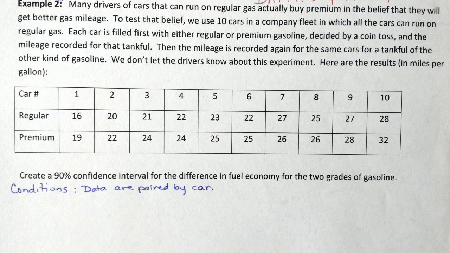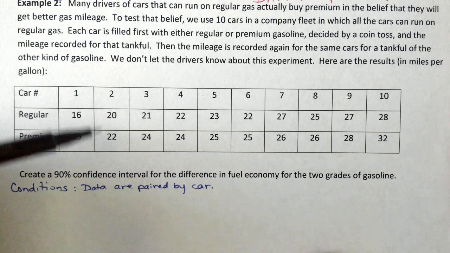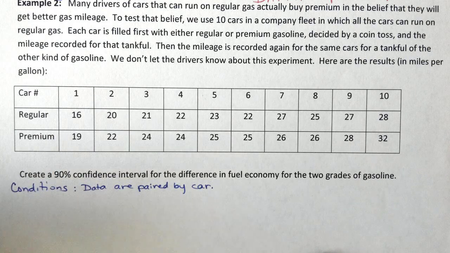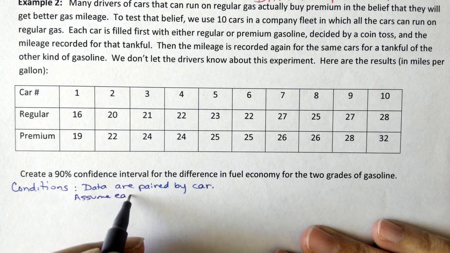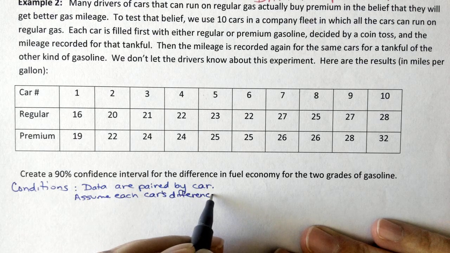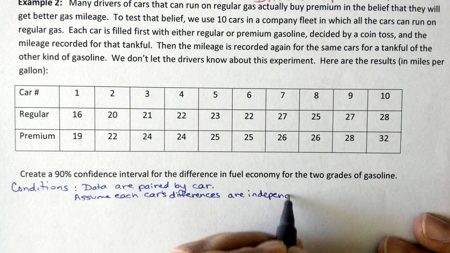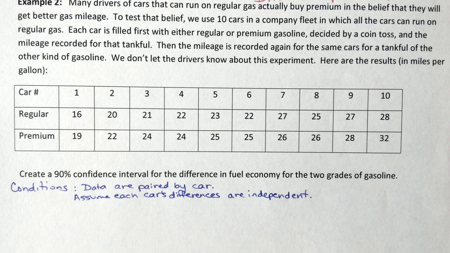And we have to assume that these 10 cars have independent differences. So the difference in the 2 types of gas for this car is independent of the differences for the 2 types of gas in this car, and independent of the 2 different types of gas in this car. So we're going to assume each car's differences are independent. There's no link between each of these cars and how they use each type of gas.